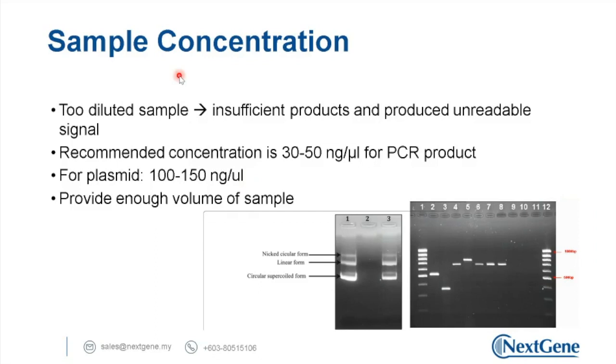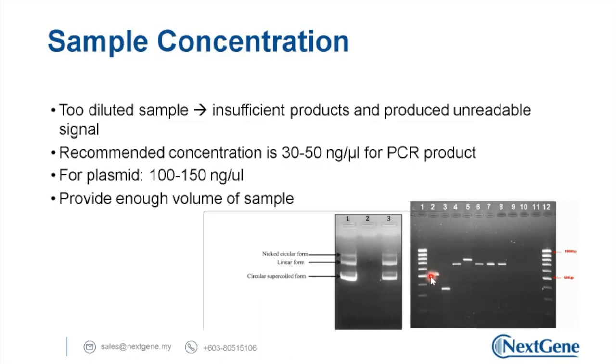Okay. The second thing is, before we send the sample for sequencing, we can load it to gel and check for the concentration. As mentioned earlier, if the sample concentration is too low, insufficient products will generate an unreadable signal. The signal is too low and then the noise will be overlapping with it. A simple way to start is just comparing the signal with the ladder.